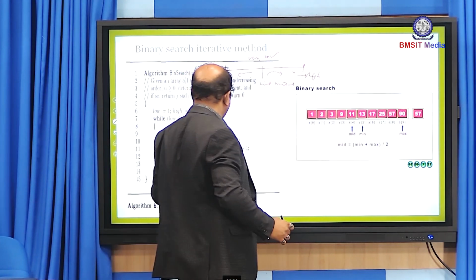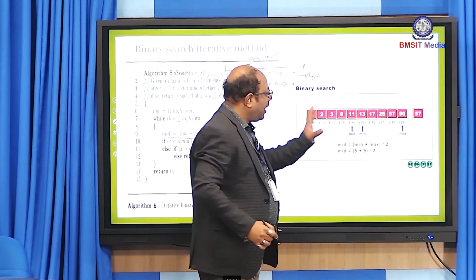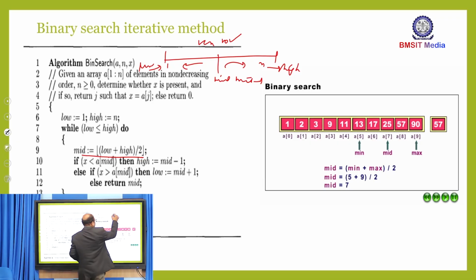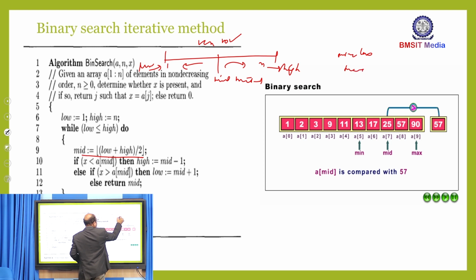So the same explanation that I have given here, I have shown in the animated version of it. Okay, we have the min. Min is nothing but your low, as per the algorithm. Max is nothing but your high.